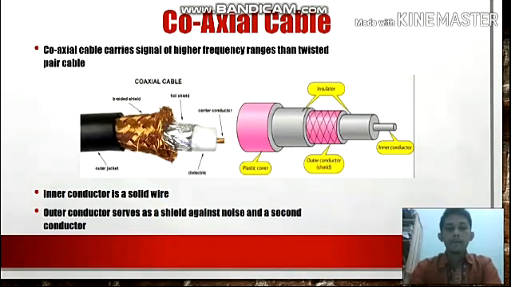Coaxial cable. Coaxial cable carries signals of higher frequency range than twisted pair cable. You can see the pictures on the slides of coaxial cable. The inner conductor is a solid wire, and the outer conductor serves as a shield against noise and as a second conductor.